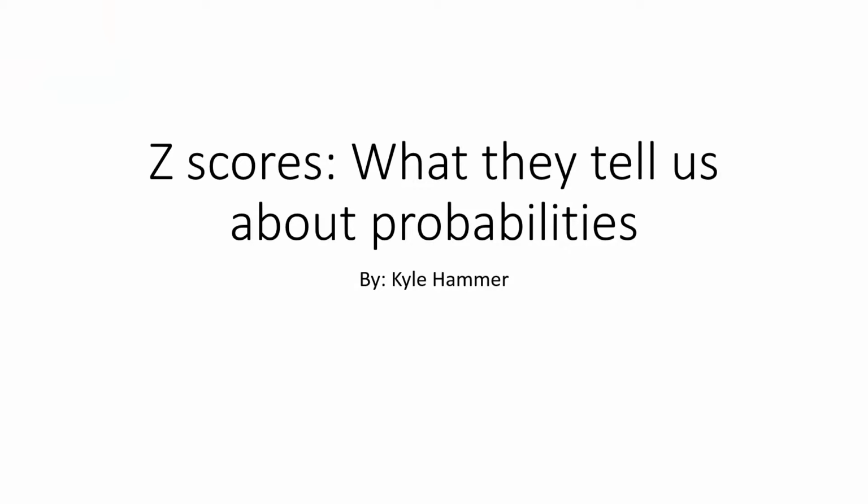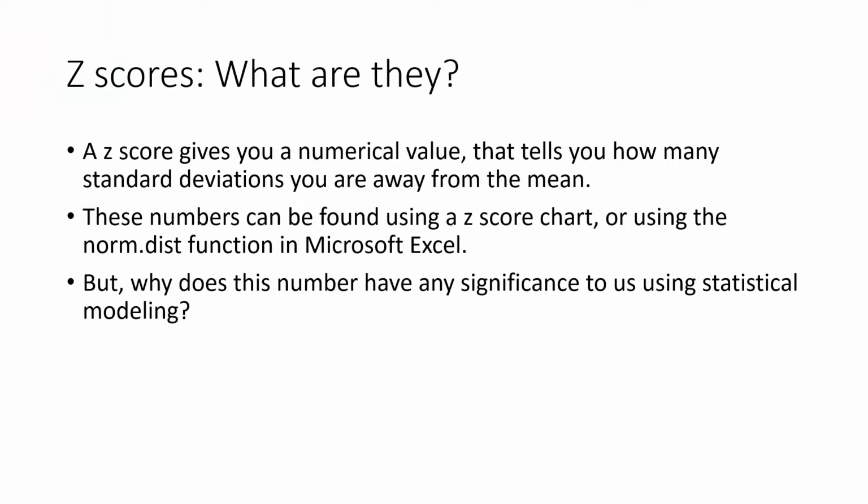Z-scores, what they tell us about probability. So, what exactly is a Z-score? Well, in general, the basic idea of a Z-score is that we would want to know how many standard deviations away any given data point is from the mean of the data set.